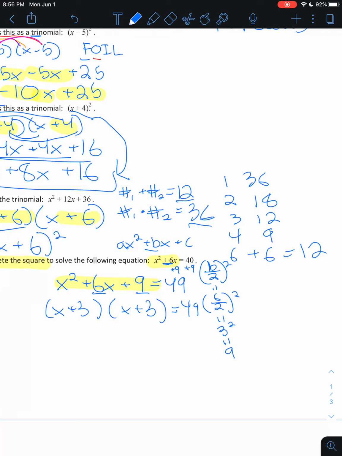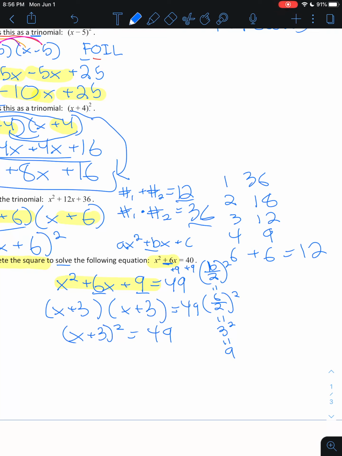So now we have x plus 3 times x plus 3 equals 49. But again, we're actually trying to solve the equation, so we're trying to get values for x. What we can do here is, again, x plus 3 times x plus 3 is x plus 3 squared equals 49.